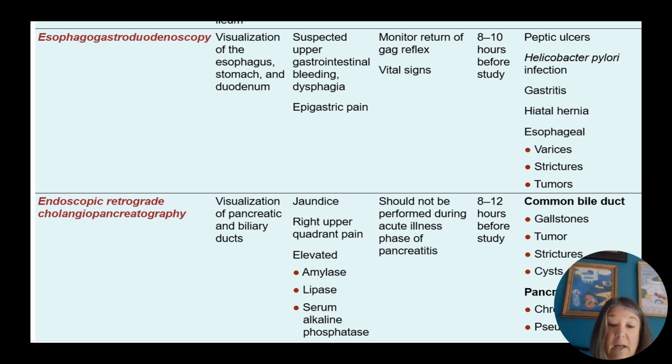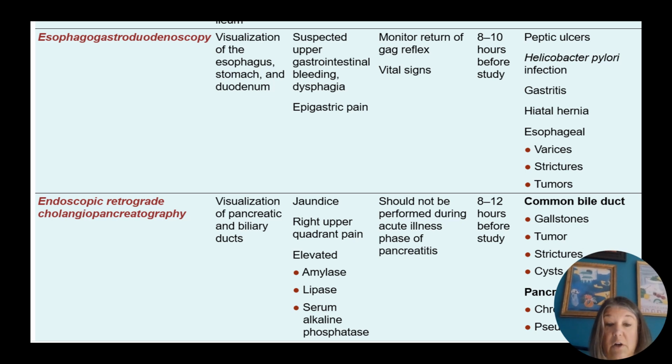And then there's an endoscopic retrograde cholangiopancreatography, ERCP, okay? That one looks at the pancreas and biliary ducts. So if our person is jaundiced, or maybe our pancreatic labs are off, our amylase and lipase, right? We're going to want to do an ERCP, go and see what's going on with the pancreas and the biliary ducts. We can identify gallstones with that, tumors, pancreatic cancer, stuff like that.